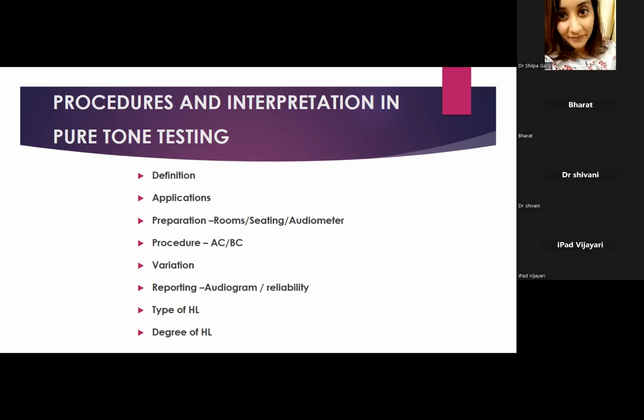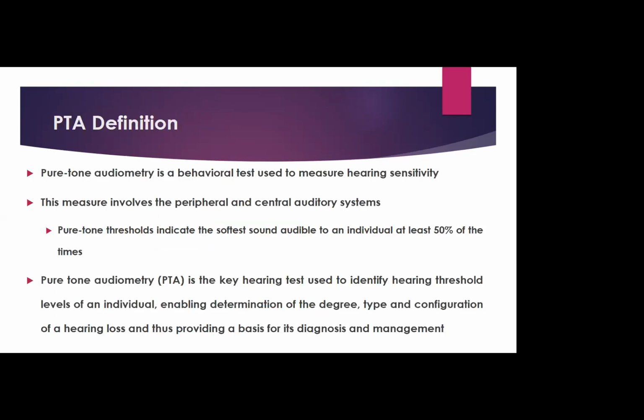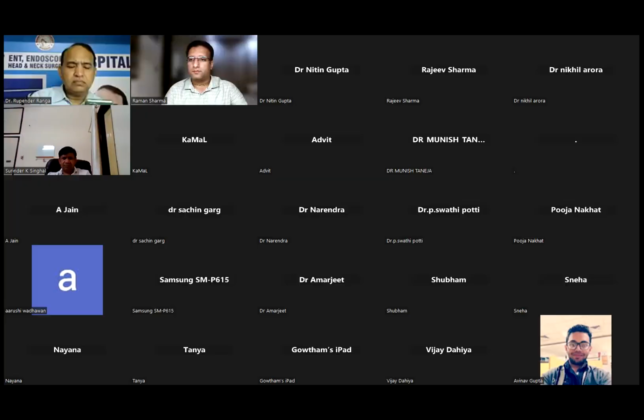By definition, pure tone audiometry is a behavioral test used to measure hearing sensitivity. It measures the peripheral as well as the auditory systems. And the pure tone threshold is said to be the softest sound which is audible to an individual at least 50% of the times of the presentation.